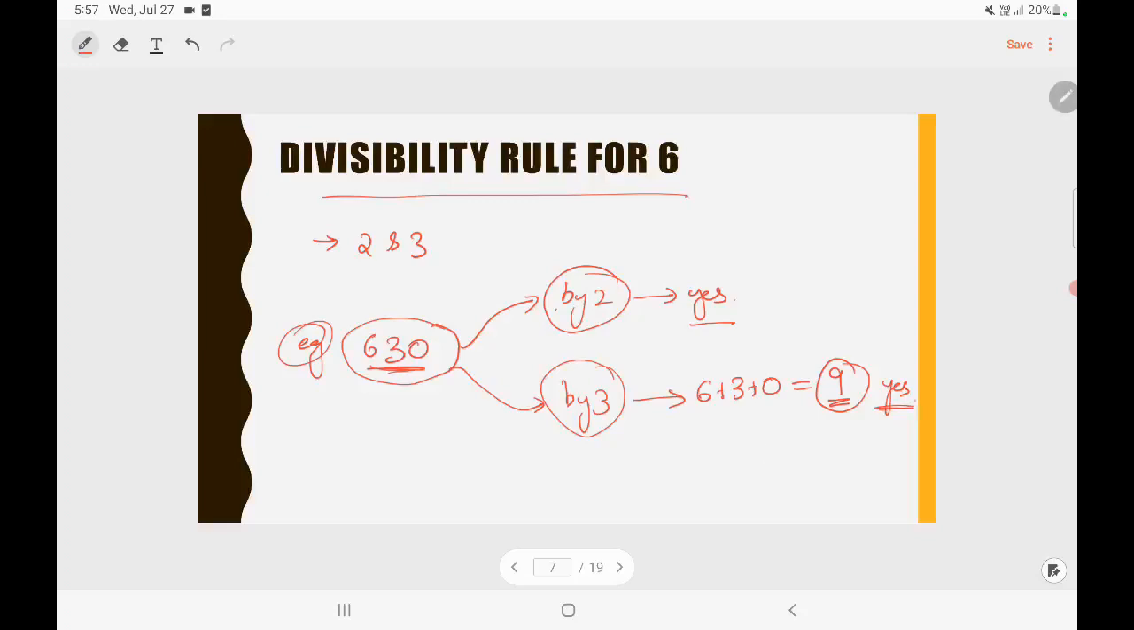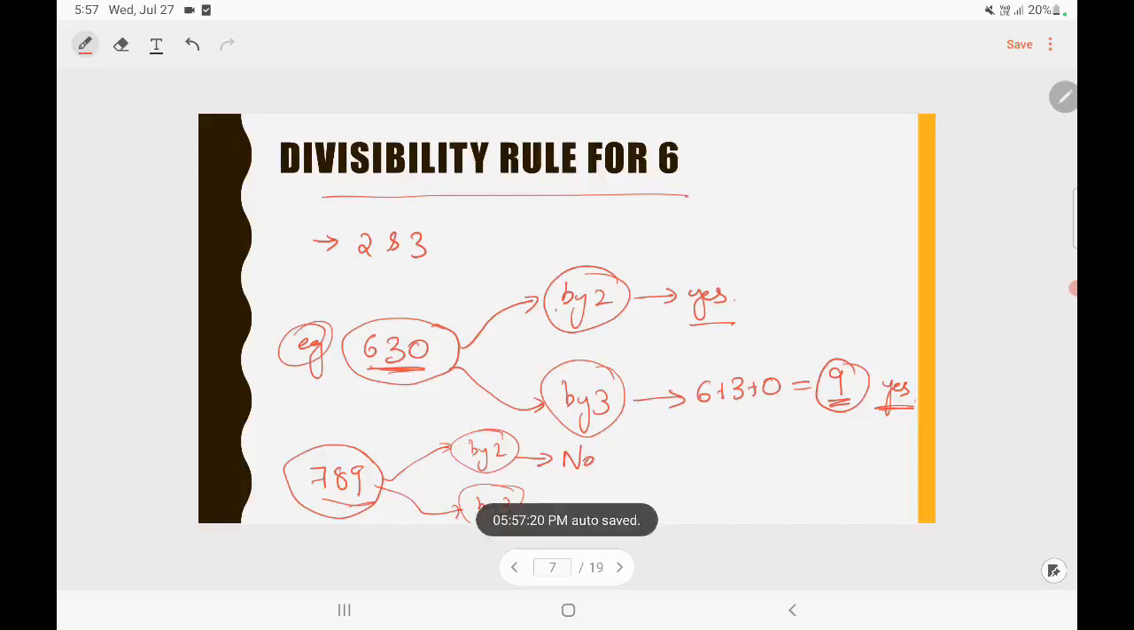Okay, now we'll take another example. Let's say 789. So we need to check whether 789 is divisible by 2 and whether it is divisible by 3. Now see, 789 is an odd number, right? So it is not divisible by 2. So since 789 is not divisible by 2, it is not divisible by 6. Okay. So this is the divisibility rule for 6.